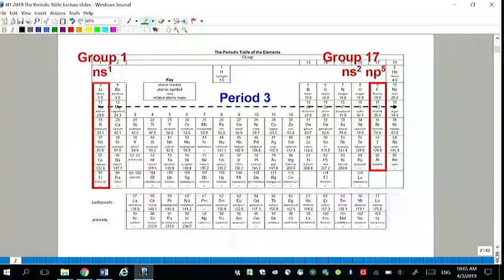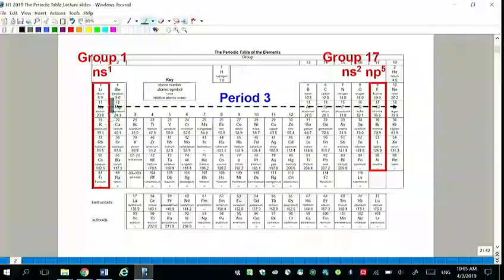So there are two main things that we usually look at for the periodic table. The first one is the vertical column. The vertical column is also what we call a group. Elements in the same group have the same number of valence electrons. They have the same outermost electronic configuration. We will be concerned with group 1 metals and also group 17 halogens.